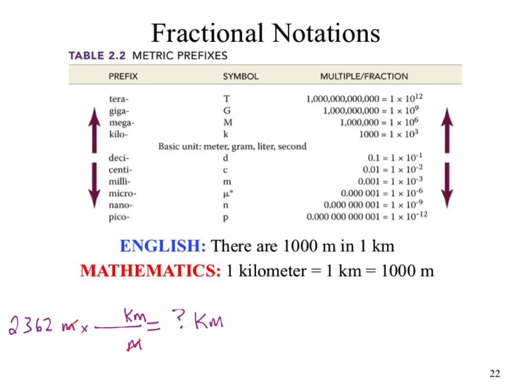So when we look to our answer, where does kilometers show up in our answer? On top or bottom? On the top, because if it was on the bottom, what would it look like? Right? What is the conversion factor between kilometers and meters? Okay. 1,000 meters is 1 kilometer. There's our equality.